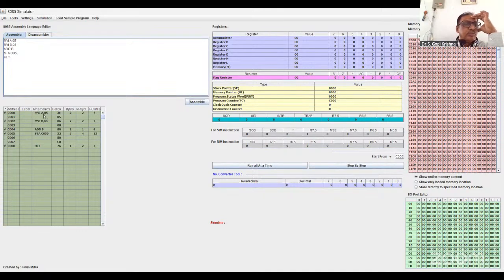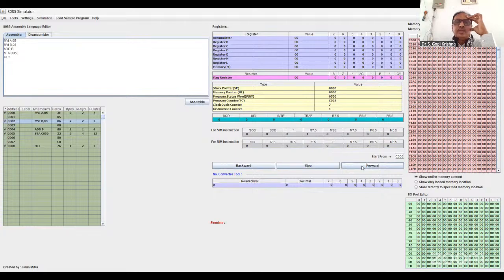So MVI A, 05. So 05 will be stored in the accumulator, and then 08 is stored in the B register. Then the B contents are added to the accumulator, and the accumulator contents are stored in the C050 address location, and finally the program will be stopped. So let us execute this.